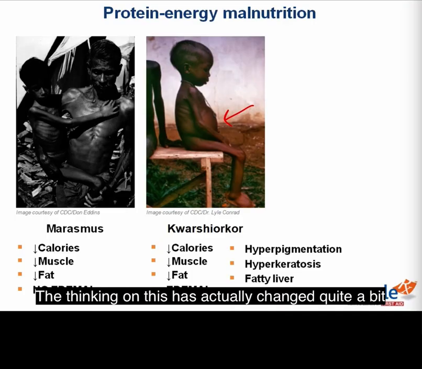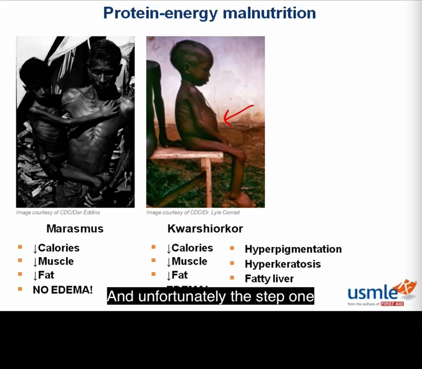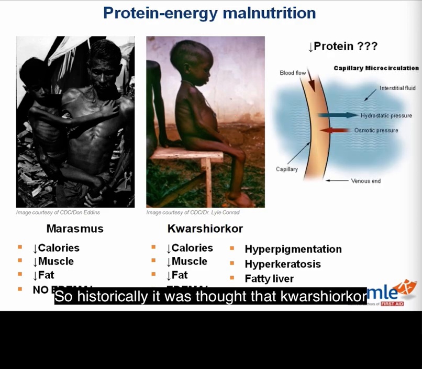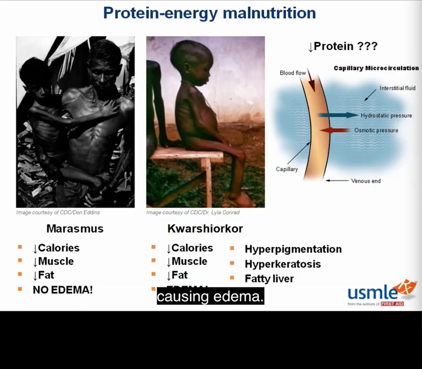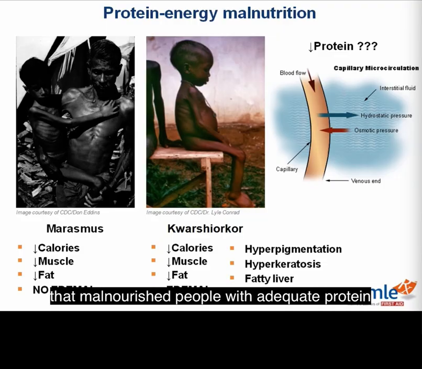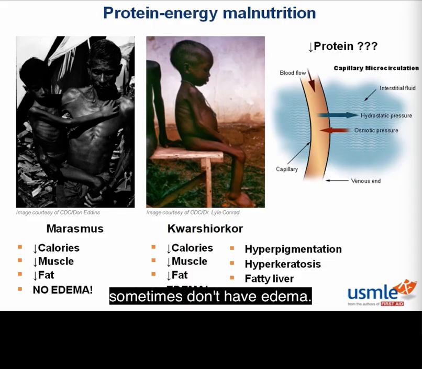The thinking on this has actually changed quite a bit in recent years, and unfortunately the step 1 doesn't always get updated very quickly, so I'm going to teach you the right answer and also the wrong answer just in case. So historically it was thought that kwashiorkor was a state of specifically protein malnutrition, and the idea was that proteins such as albumin maintain the oncotic pressure of the vasculature, without which fluid can leak into the surrounding tissue causing edema. It turns out this isn't really true, since more recent studies have shown that malnourished people with adequate protein sometimes have edema anyway, and malnourished people with no protein sometimes don't have edema.